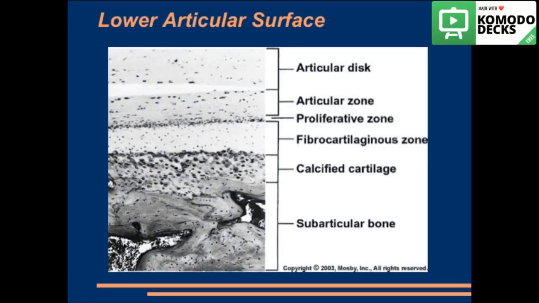In the fibrocartilaginous zone, we see fibroblast-like cells and chondrocyte-like cells. Next is the calcified cartilage, the area of condylar ossification, and the subarticular bone, compact bone.